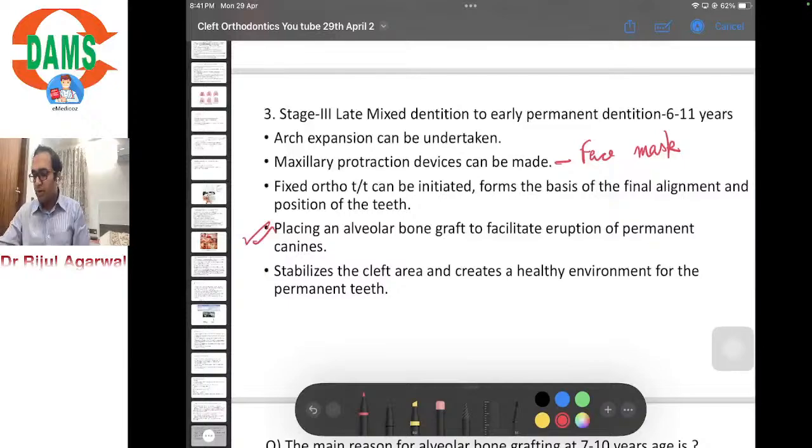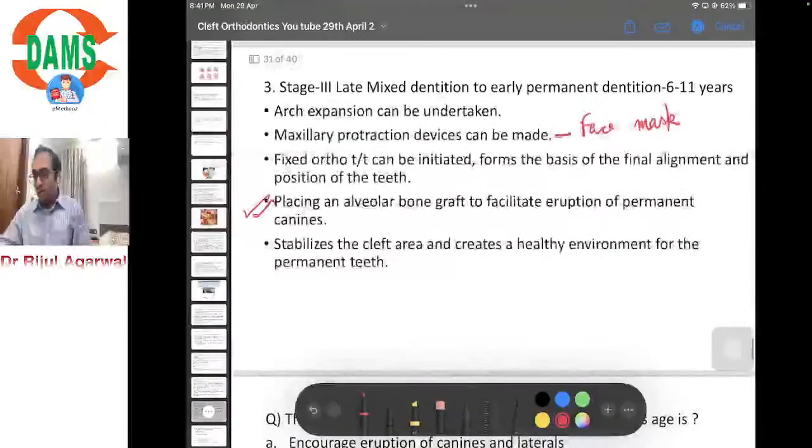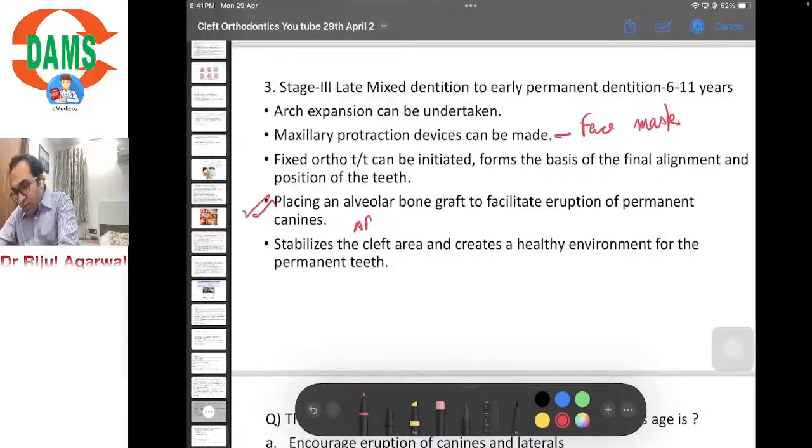So what is alveolar bone grafting? That is ABG. In the cleft alveolar site, where there is defective formation of bone, a graft of bone is taken from the ribs. I won't be discussing the sites, as it has already been discussed in the surgery classes. The important principle for orthodontics is that a graft is taken from the ribs and placed in the defective site at this stage. This is known as ABG, alveolar bone grafting.